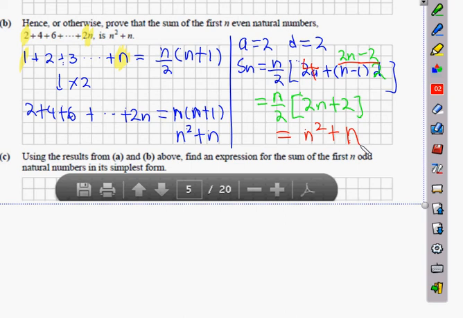Now, using the results from A and B above, find the expression for the sum of the first n odd natural numbers in its simplest form. Now n odd is different, okay? So if I went from 1 plus 2 plus 3 up to 2n minus 1 plus 2n. Do you understand what I did there? I got the sum of the first 2n. Would you agree with that? Yeah. All the way to 2n.